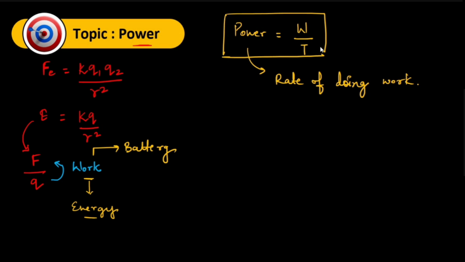Let me give you a very basic example to understand this power thing. Just suppose that there are two cranes. One crane is lifting a car, like a scrapped car, through a height of 100 meters, let's say. In 2 minutes, it is able to lift that car up to 100 meters. That crane must have some good power, right? That's why it is able to pull up a huge car of huge mass.